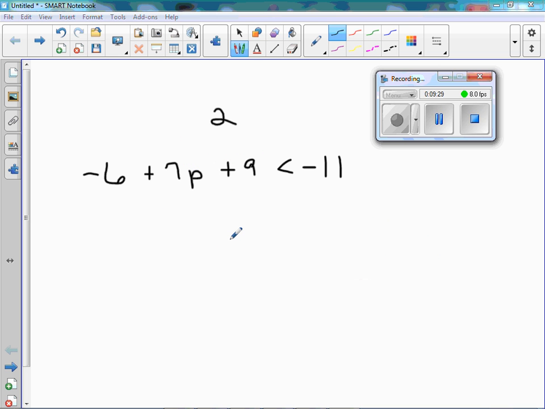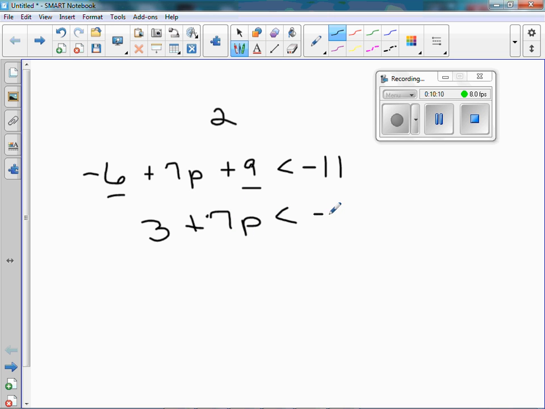Now this problem is number 2 from Thursday's homework, which is October 2nd. First of all, we notice in this problem that on the left side, there are like terms that need to be combined. So we always first, when we look at the problem, we look on both sides to see, can we combine any like terms? And I notice we can combine -6 and a +9, and that will make this 3. So we just rewrite the rest of the problem. 3 plus 7p is less than negative 11.